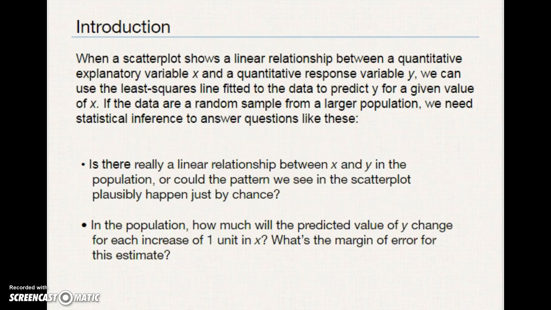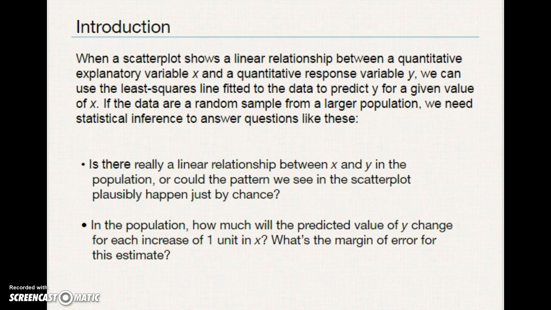So in regression, remember that we're looking at a scatter plot. A scatter plot shows a linear relationship between a quantitative explanatory variable x and a quantitative response variable y. Last chapter was all about categorical data. This is about quantitative data, and we're going to be looking at a lot of scatter plots. And we're going to figure out our least squares regression line from the data.